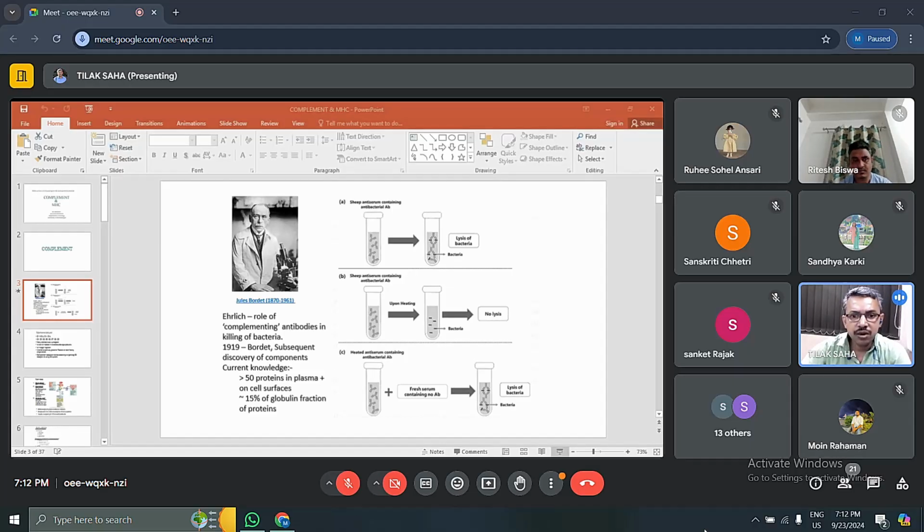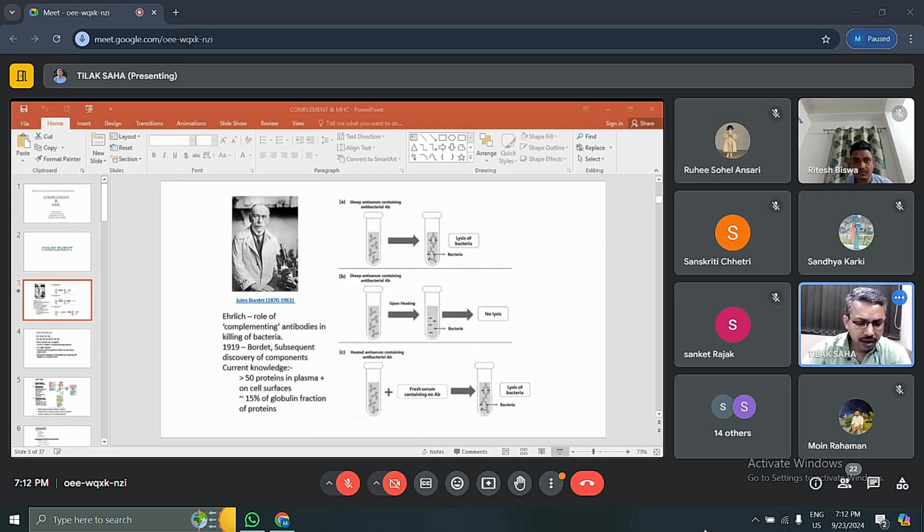Can you see this figure? This is a figure representing a very easy experiment. In this figure, you can see a container having the antibodies generated against certain bacteria. It was Vibrio cholerae. And if these antibodies are present in serum, this serum is known as antiserum.